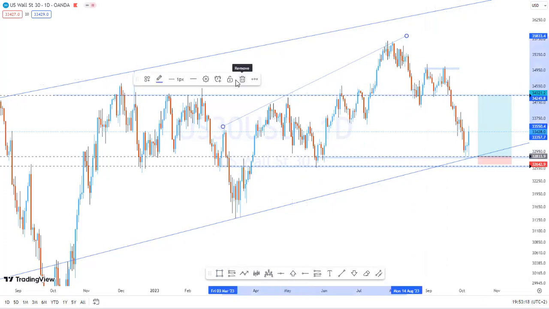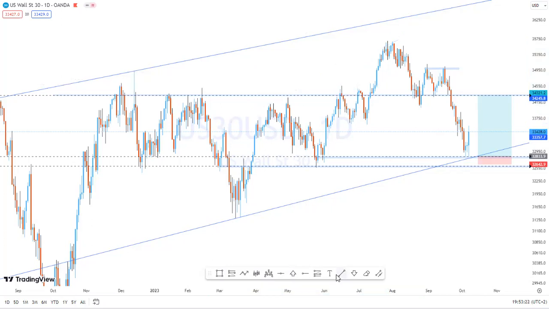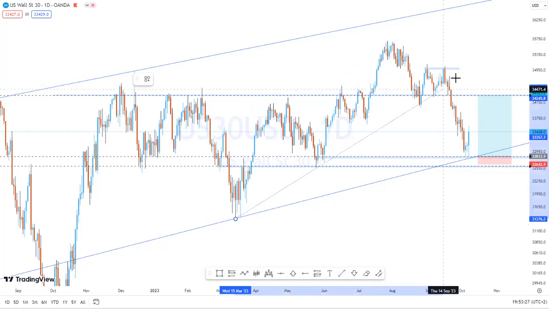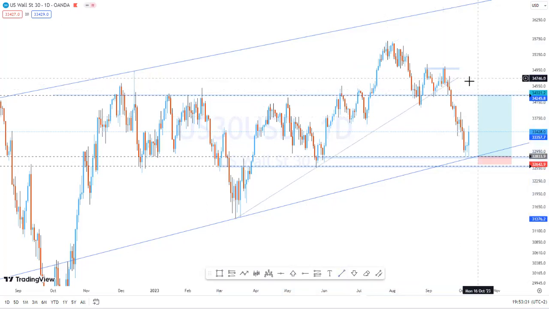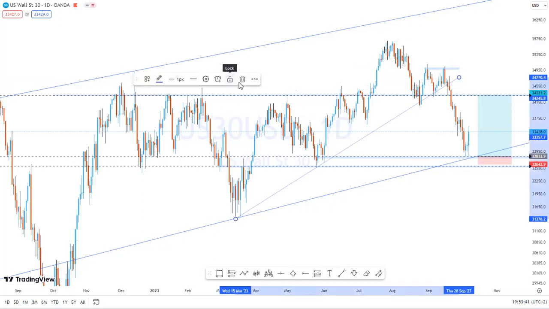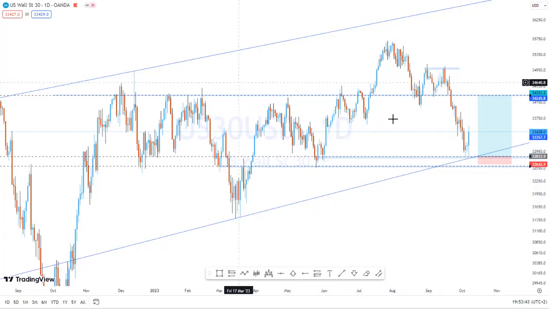We're only going to be using this trend line to catch the retest, only if the market is going to be retesting this area to continue further below. But guys, listen up.